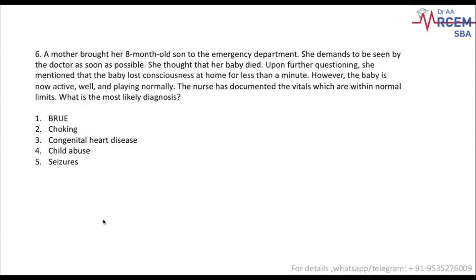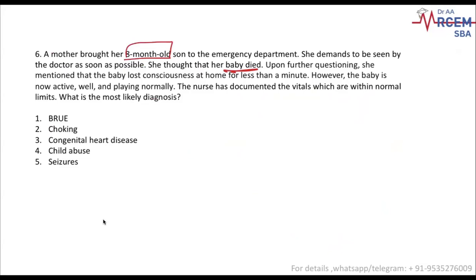A mother has brought an 8 months old baby to the emergency department. She demands to be seen by the doctor as soon as possible. She has brought the baby and she thought that the baby died. Okay, something very serious has happened here.